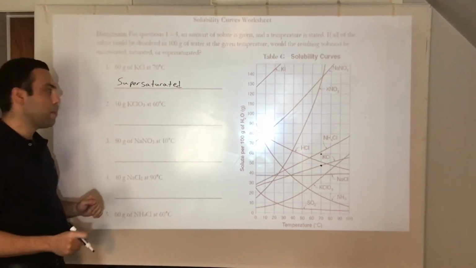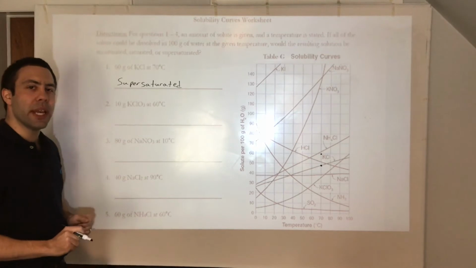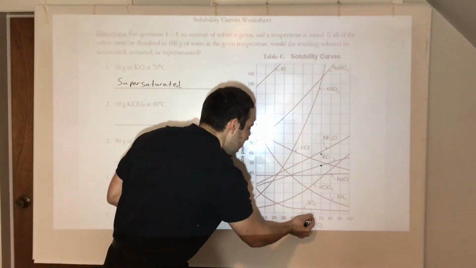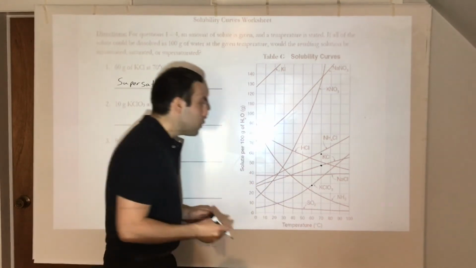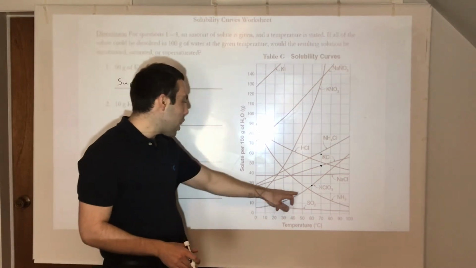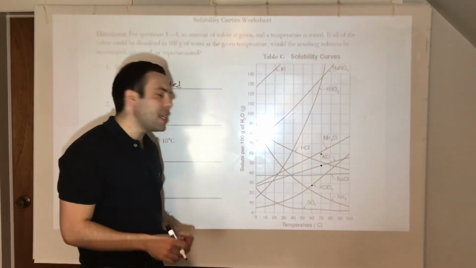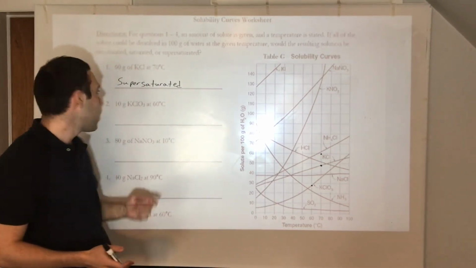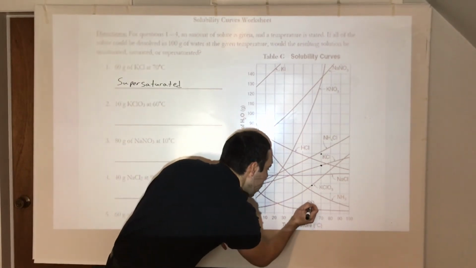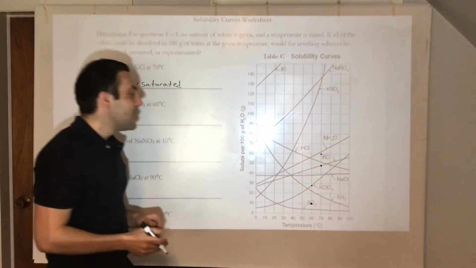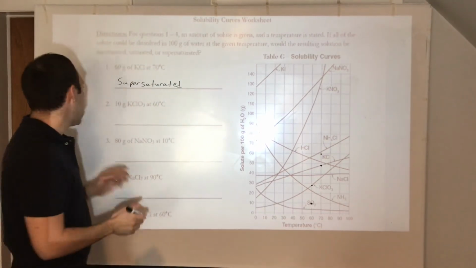Let's try problem number 2. Problem number 2 states we have 10 grams of KClO3 at 60 degrees Celsius. So we'll go to 60 degrees Celsius and KClO3 right about here. So theoretically, if we had 100 grams of water, it could hold about 28, 29 grams of KClO3. However, we have 10 grams of KClO3, which would be right here. Since the point is under the curve, we would say that is unsaturated.